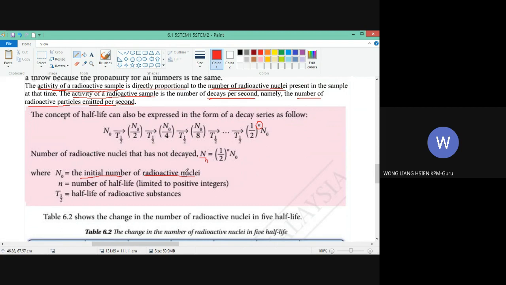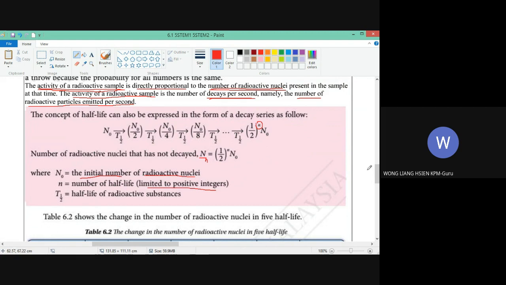Okay, get the idea. This n is the number of half-lives, so it is limited to positive integers. That means it cannot be a negative number, because this is the number of times that it happened. It cannot be half, or 2.2. It happens one time, two times, three times, four times. How many half-lives have passed through? One half-life passed, two half-lives passed, three half-lives passed.